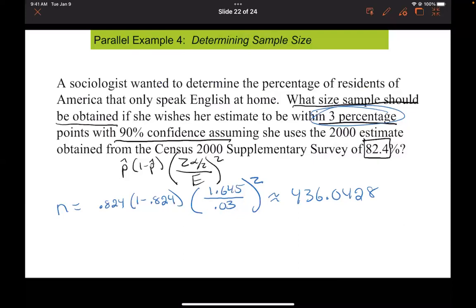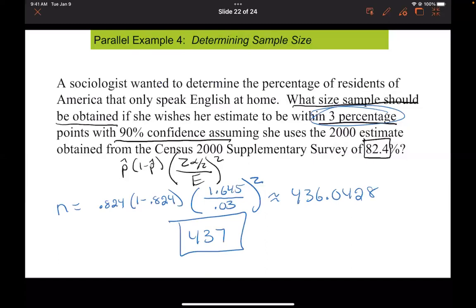All right, so we always round up. So we would need a sample size of 437. Always round up. It's kind of like if I'm taking a group of kids to the movies, and each bus seats 50 kids. And I have 108 kids. And I can't go over my 50 kids. I have to get a third bus. Even though it's barely more than 100, I have to get that third bus. This is basically that.